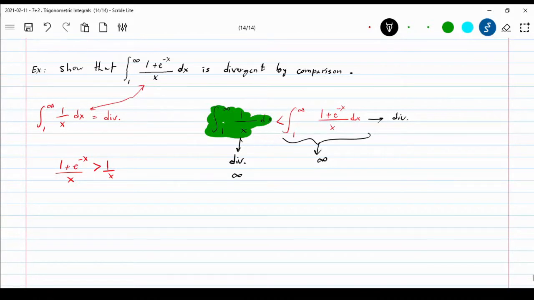Okay, it's very basic. You just need to figure out what kind of function you can compare it with. And normally you pick the ones that are the simplest. Most of the time it's 1 over x to the power p that is the comparison. X to the power 1 is the common one, from 1 to infinity. This is the common comparison integral.